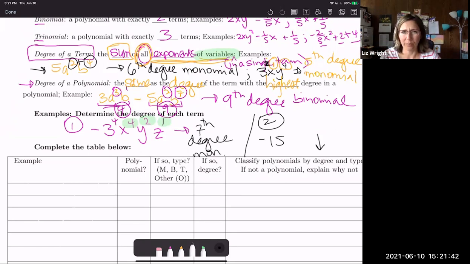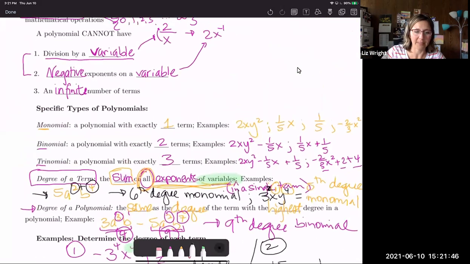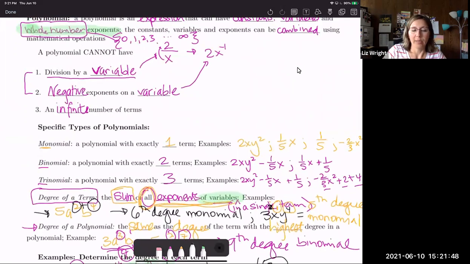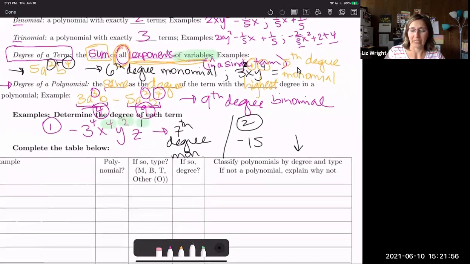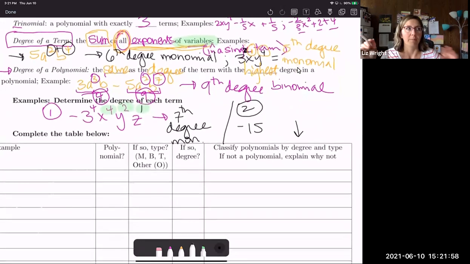First of all, is it a polynomial? Well, just look at what happens if it's not a polynomial. Do we have any variables in the denominator? Do we have any variables with a negative exponent? Well, let's look. No, we don't have any variables, period. So we said no to those. So is it a polynomial? Yes. Well, then what's the degree? How do we figure out the degree?